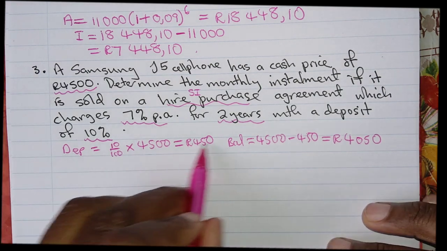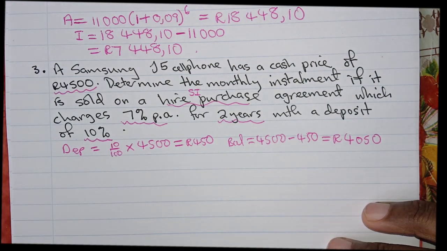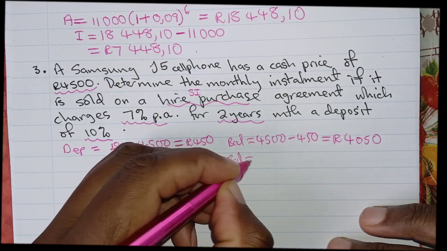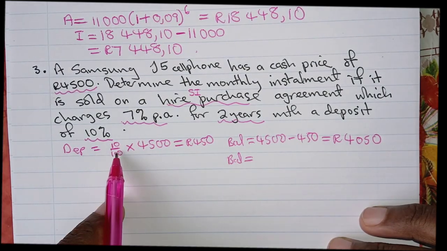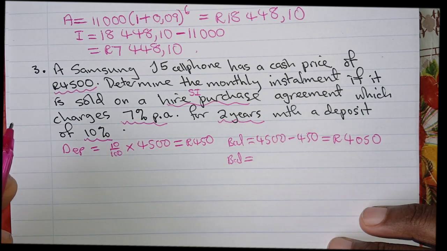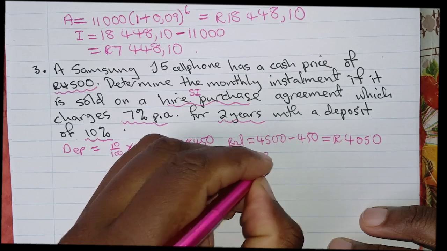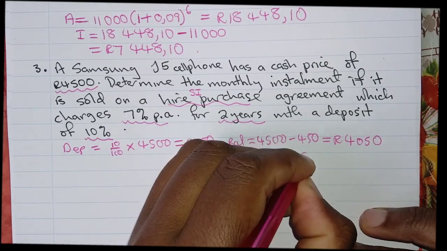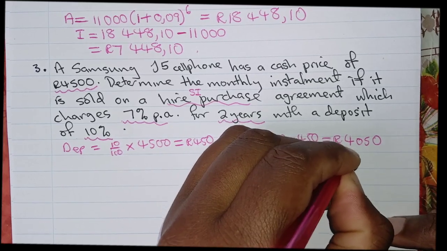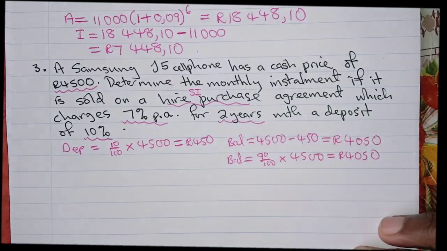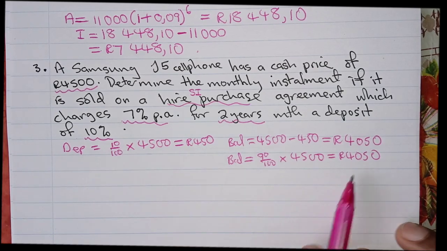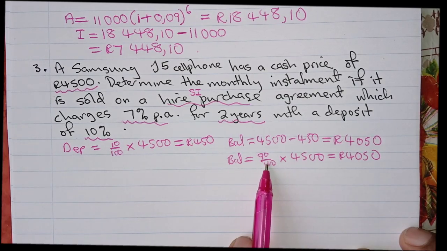Or if you did not want to use this method, you just want to go straight and calculate the balance, you could have said balance is equal to, remember 10% is the deposit. When you have paid 10%, you are left with 90%. So you could say 90% multiplied by 4,500. Then it gives you 4,050. So 450 rand is 10% and 4,050 is 90%.